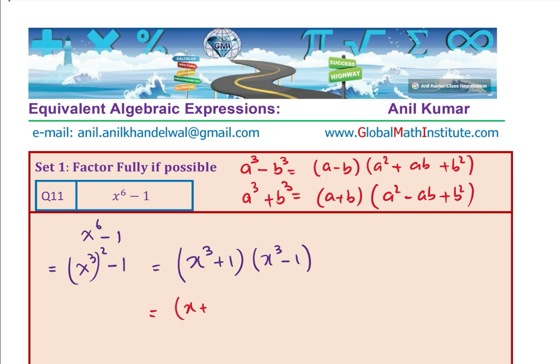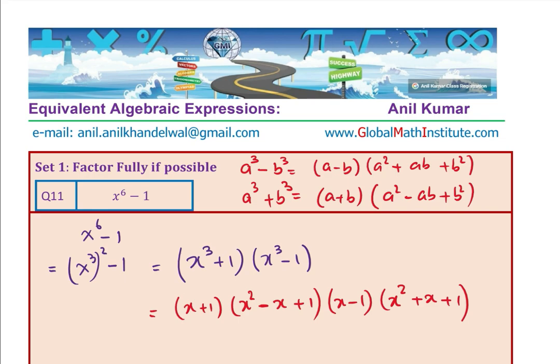So we get here x plus 1 times x squared minus x plus 1, correct? And x cubed minus 1 can be written as x minus 1 times x squared plus x plus 1. Do you see that? So that is how we are going to factor the given expression, right? So this should be minus, sorry.